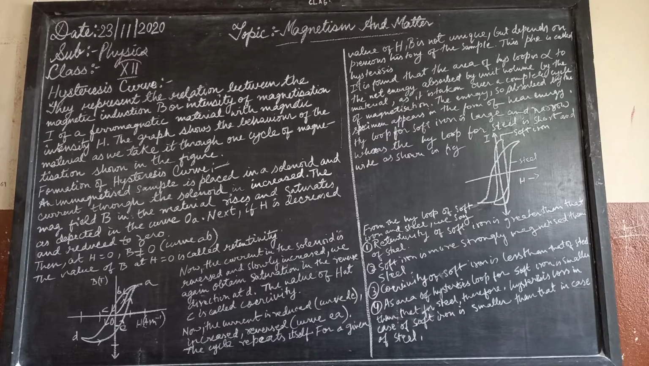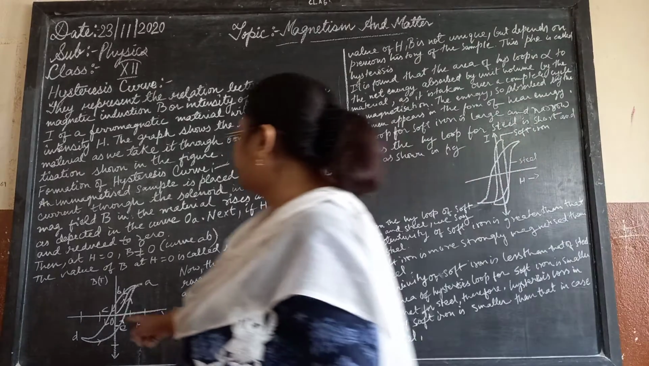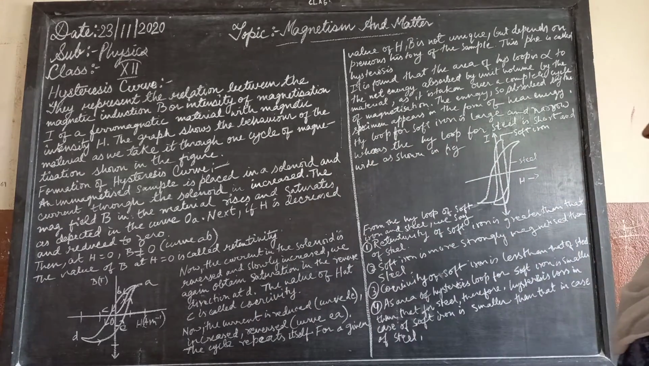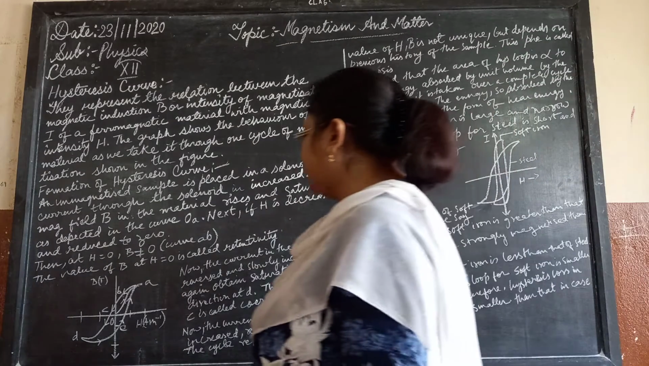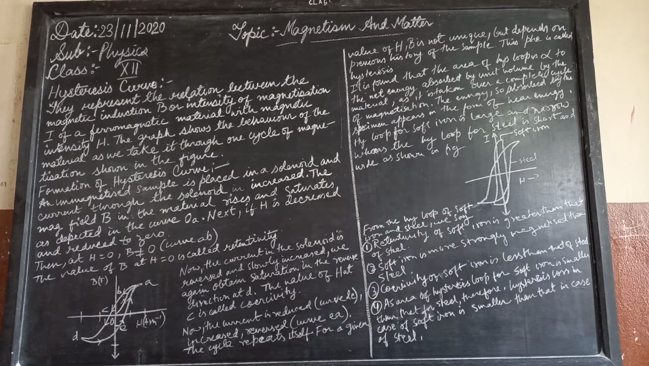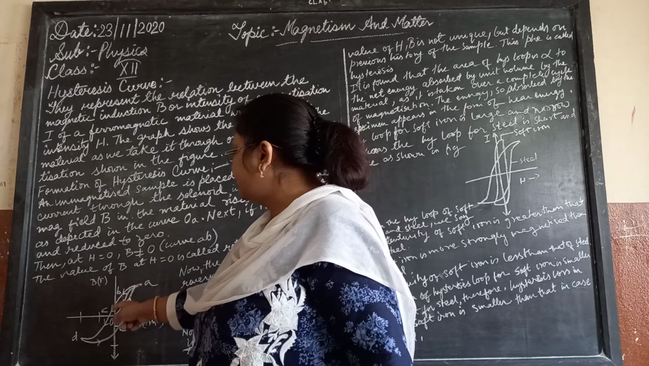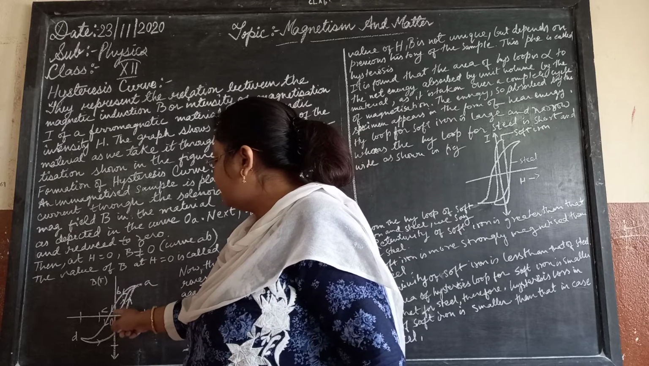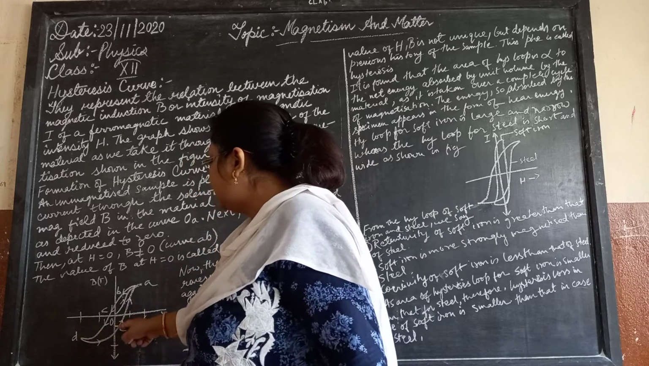Now if the current is reduced, curve DE, the curve reduces from D to E. Then the current is increased in reverse, curve EA, from E to A. The cycle repeats itself for a given value of H, but B is not unique. It will go back to the saturation point, from B to A, then again from B to H, then D to E, and then E to A.